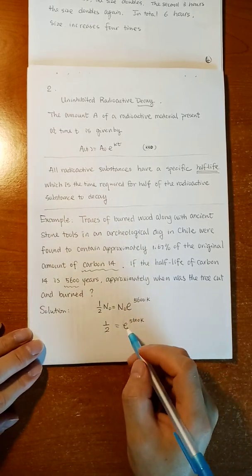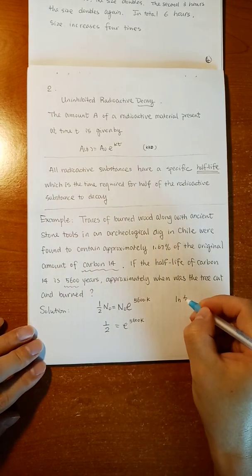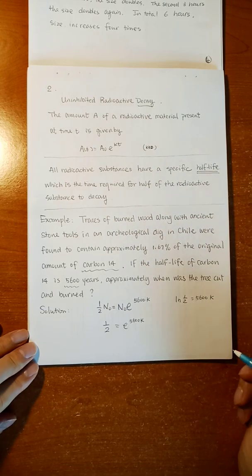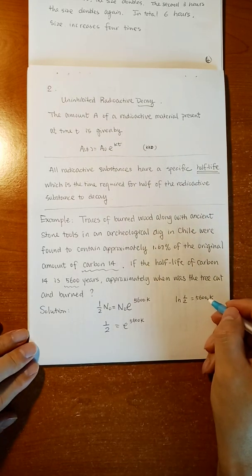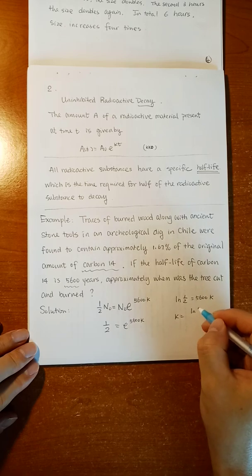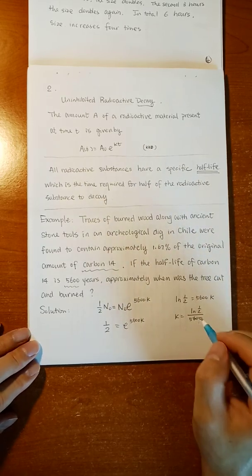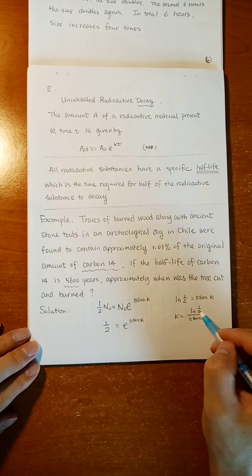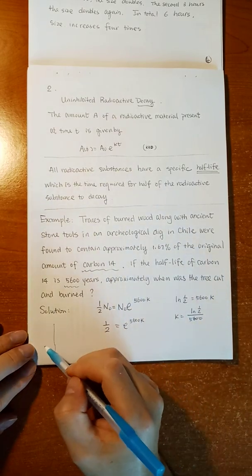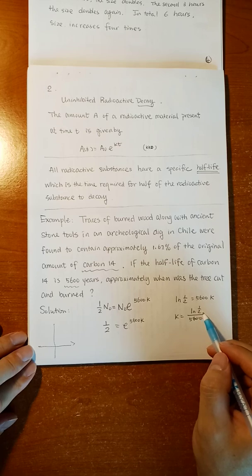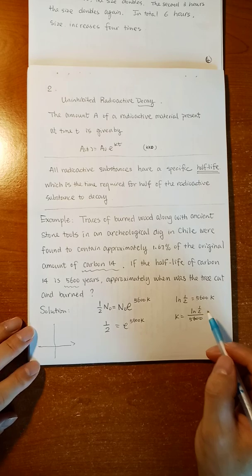And then we take the natural log of two sides. And then we divide this equation by 5600. We get K is the natural log of 1/2 over 5600. And this is a negative number. Why is it a negative number? Because 1/2 is less than 1. Sorry, 1/2 is less than 1. It's a negative number.